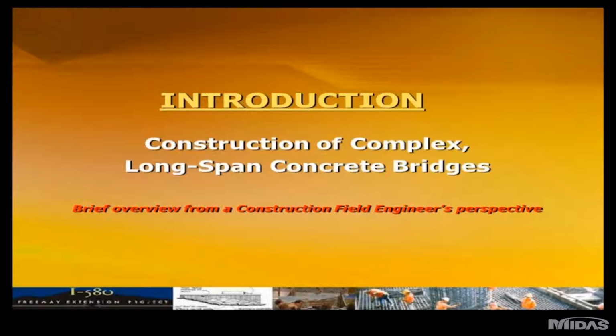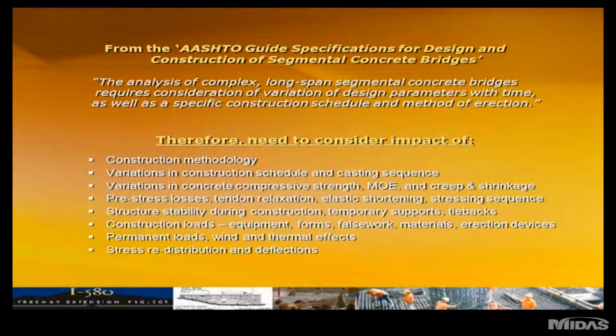So we'll start with an introduction. As we know, in the AASHTO specifications for complex bridges, we need to look at variation in design parameters with time, as well as specific construction schedules and methods of erection. We need to consider construction methodology, variations in construction schedule and casting sequences, variations in concrete properties, compressive strength, modulus of elasticity, creep and shrinkage, pre-stress losses, structure stability, all forms of construction loading, permanent loads, wind loads, thermal effects, and stress redistribution and deflections.